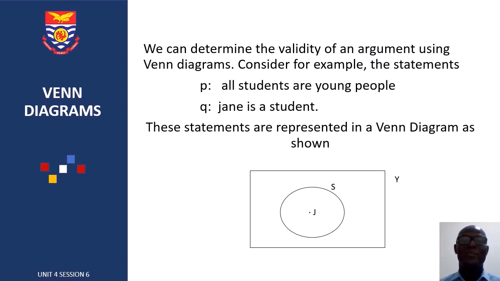Illustrating this in a Venn diagram, the rectangle, which is the universal set, represents young people, Y. Now the circle labeled S represents students, and the dot in the circle labeled J, that is Jane. We continue in the next slide.